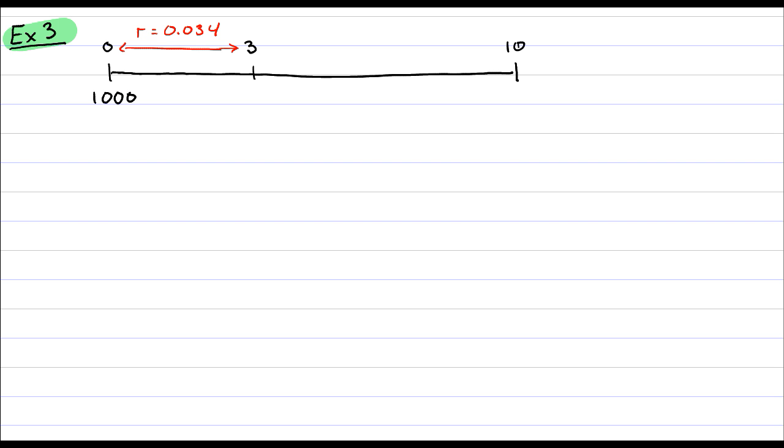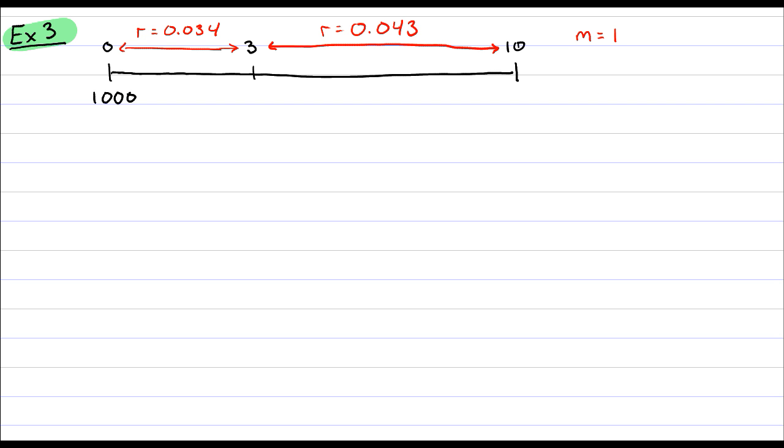Once he hits 3 years, he takes the money out of the account and then deposits it into a different account. In the second account, he earns interest at a rate of 4.3% every year. Okay, so this diagram should give us enough information to solve this problem. One thing I'll note is that M, the number of compounding periods per year, is 1 in both cases because we are compounding interest annually.